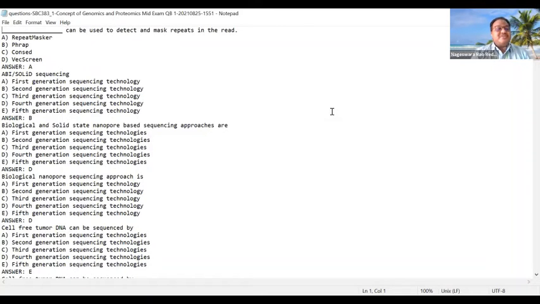The first thing: there are 47 questions I gave you in the exam. Of them, you got 15, from a random question bank. When I explain the question, you can ask me your doubt on it. The first question in the question bank is: dash can be used to detect and mask repeats in the range. The correct answer here is RepeatMasker.